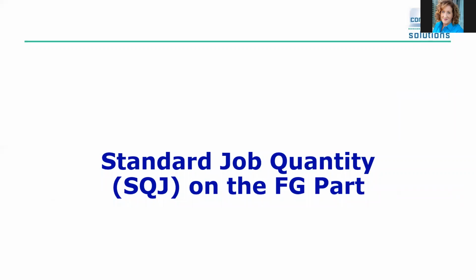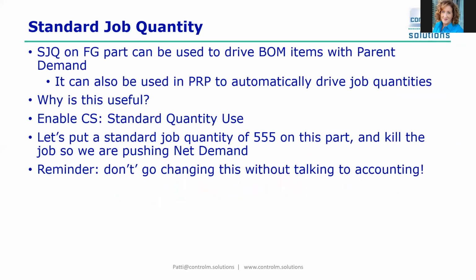So the next part we're going to talk about is the standard job quantity, or SJQ, on the finished good parts. A standard job quantity set at the finished goods level can blow through the finished part to drive in net demand for components if you enable the customer setting standard quantity used. Your net demand amounts will be created in multiples of the standard job quantity at the finished goods. Think of it this way. You haven't given Plex a job yet for this type of demand, so it assumes that when you do create a job, it's going to be done in the standard job quantity. After all, why else would we need that field?